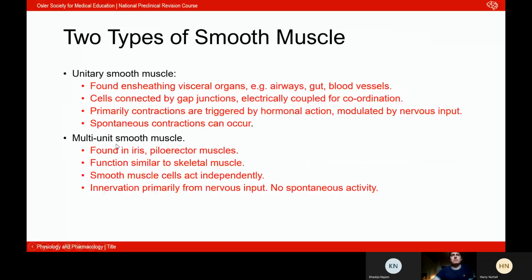Another type of smooth muscle is multi-unit smooth muscle, and this is similar in function to skeletal muscle. In a similar way to the motor units in skeletal muscle, the smooth muscle cells act independently, and we see this in the iris and the piloerector muscles of the skin. And their innervation, like that of skeletal muscle, comes from nervous input without there being spontaneous activity.